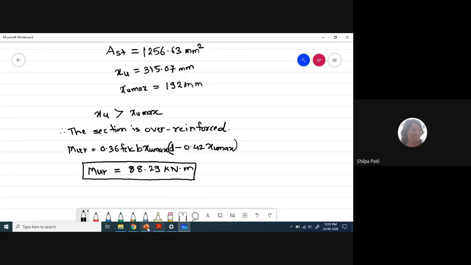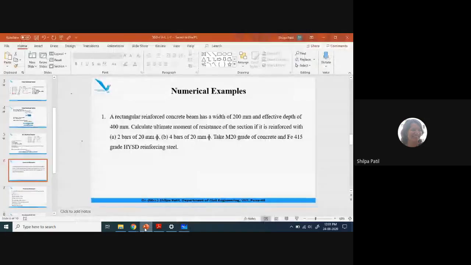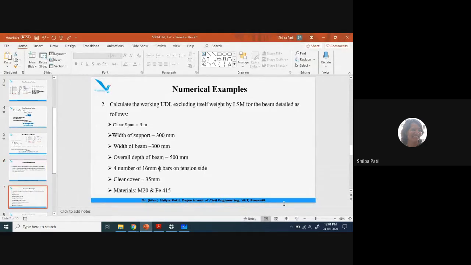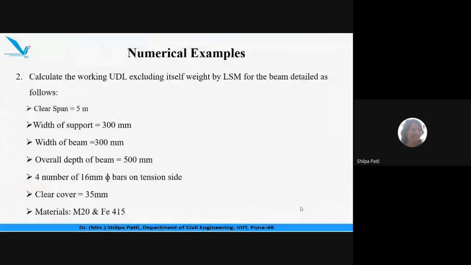Now we will see one more problem today. How much time is left now? Let us see the next problem. Just note down this problem.